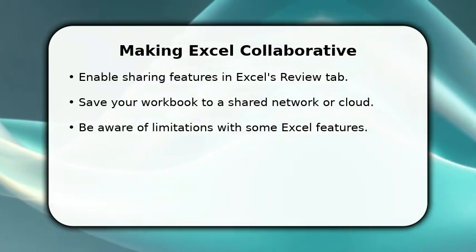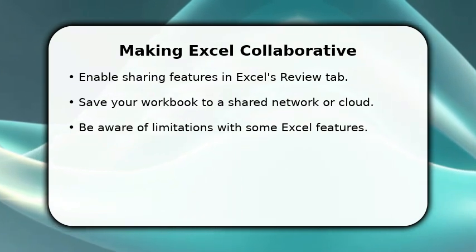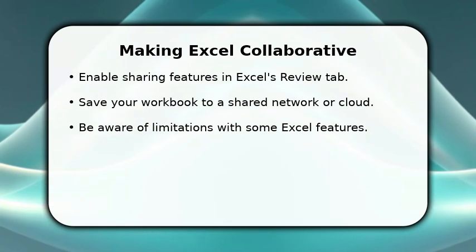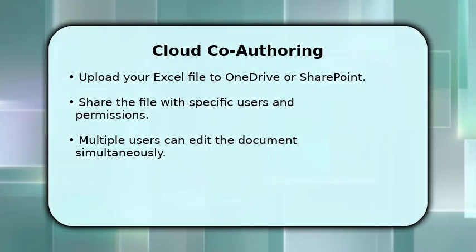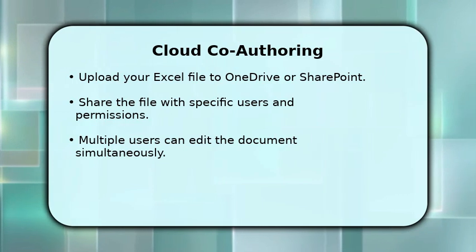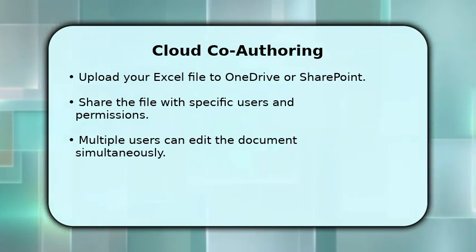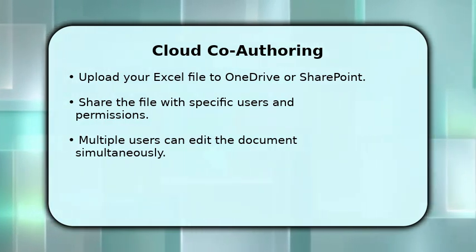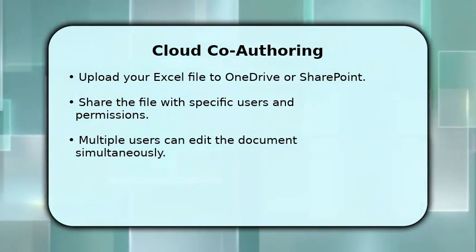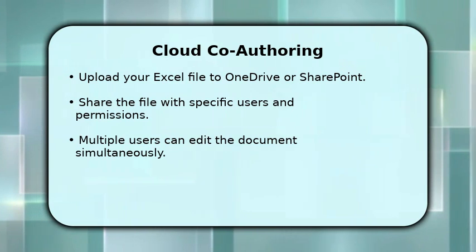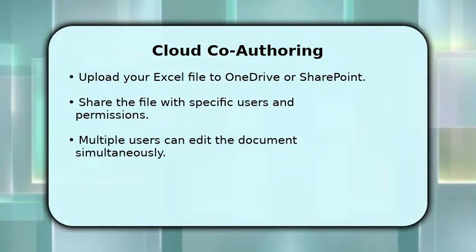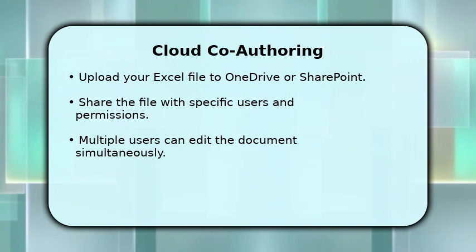Saving your file to a shared network drive or a cloud service like OneDrive is the crucial first step for collaboration. For the best experience, upload your Excel file to a cloud service such as OneDrive or SharePoint. Once uploaded, you can easily share the file with others, granting them editing permissions. This enables real-time co-authoring, meaning multiple people can work on the same spreadsheet at the same time without creating separate copies.